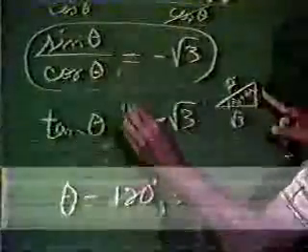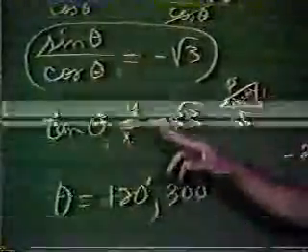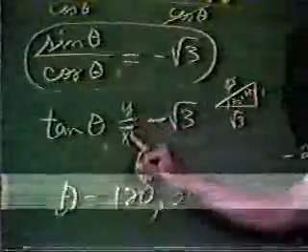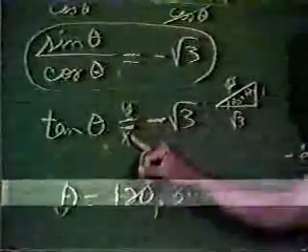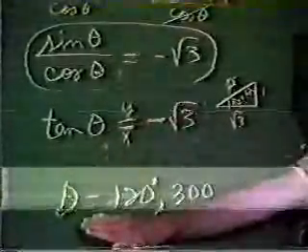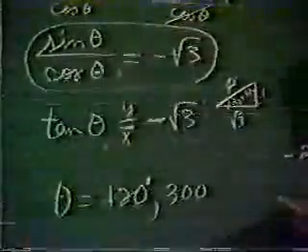Now, it's negative. Tangent is y over x. Where is that negative? Well, it's where these are different signs. That's quadrant 2 and quadrant 4. So quadrant 2, 60 degrees is 120. Quadrant 4, 60 degrees is 300.